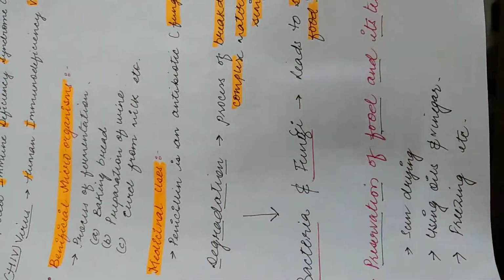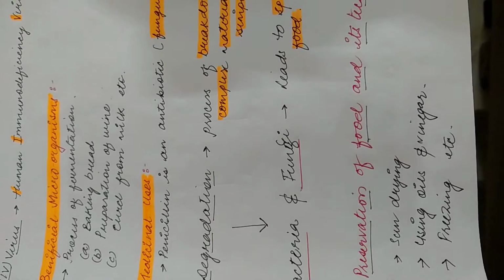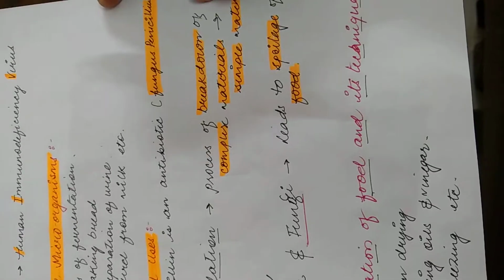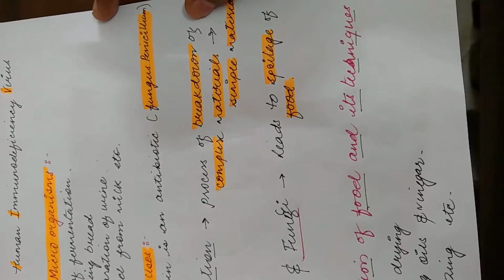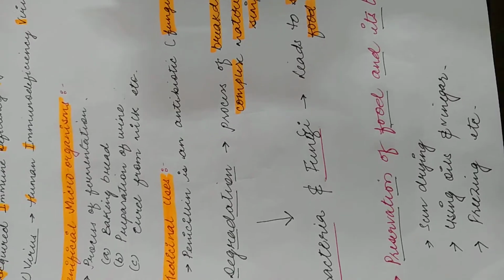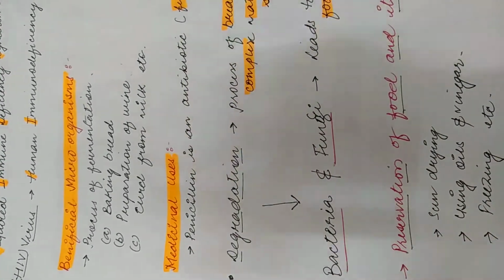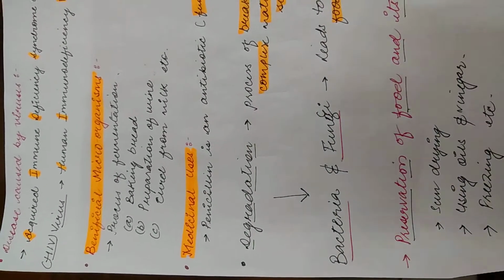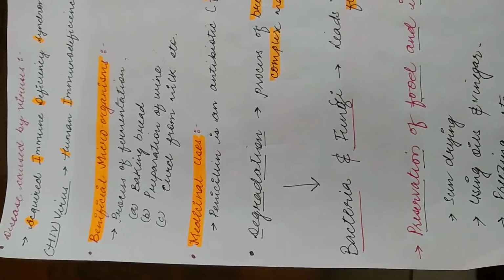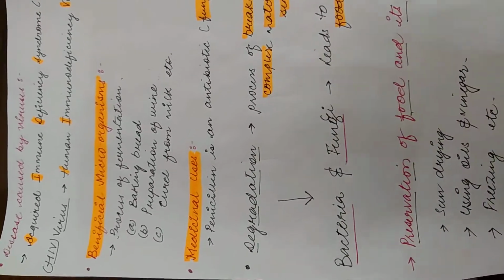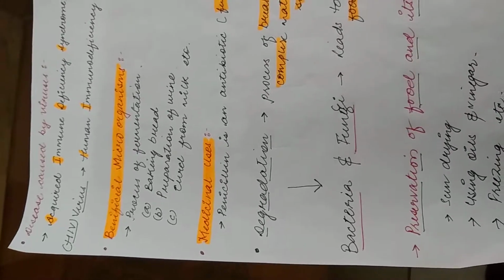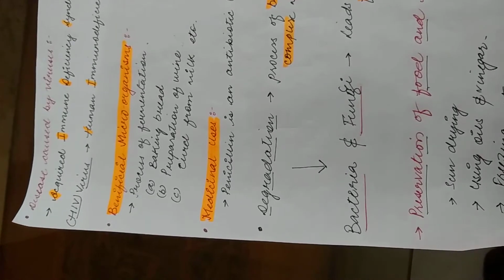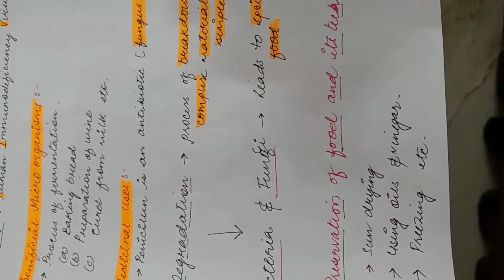Now medicinal use. When we talk about medicinal use, penicillin is an antibiotic which is obtained from the fungus Penicillium, right? So this is an antibiotic which we use for medicine. So you could see diseases caused by microorganisms are very much popular, and we could say microorganisms are harmful, but at some part of our life microorganisms are beneficial to us as well.